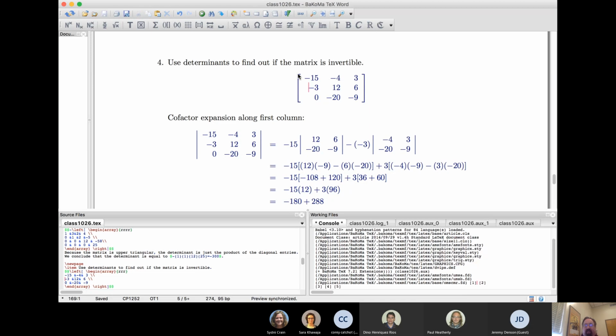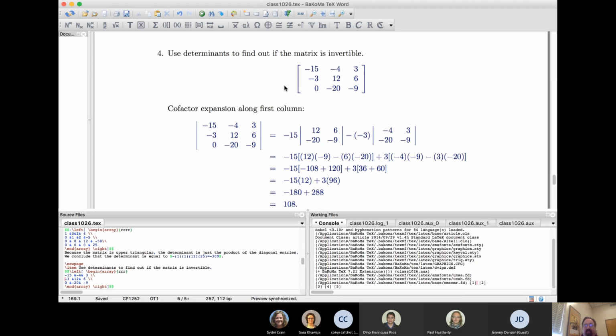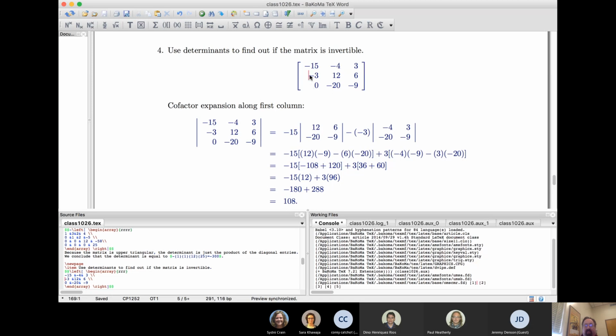And then, so if I get a non-zero result, then I'll know that the matrix is invertible. So here I carry out that cofactor expansion along the first column. So I have minus 15. So I'm just going to go down this first column. Minus 15 times the determinant of a matrix I get by deleting the first row and column.